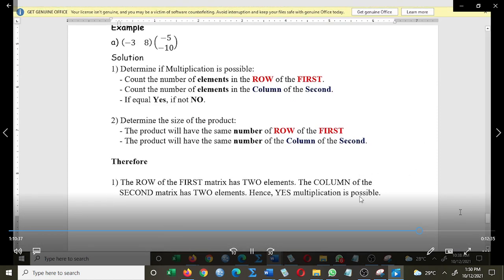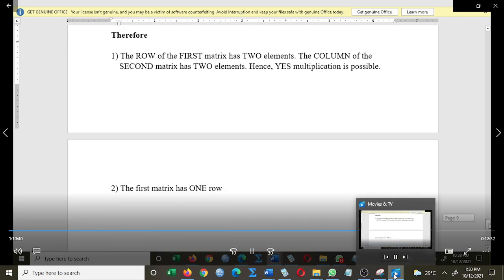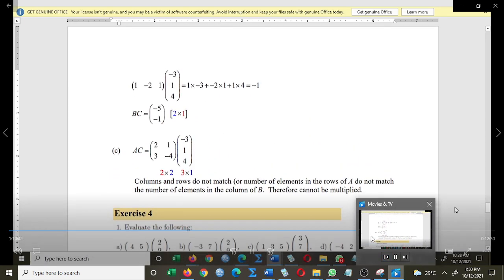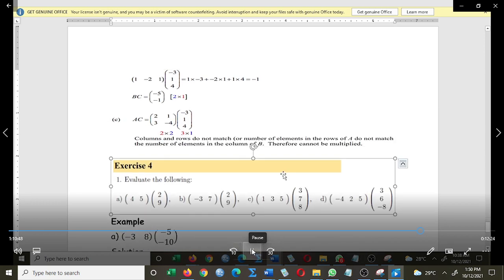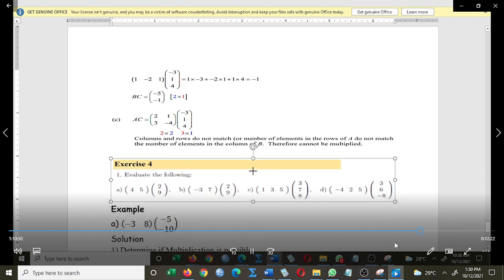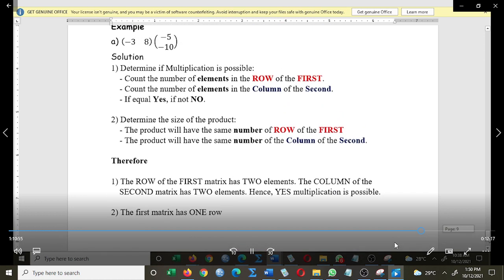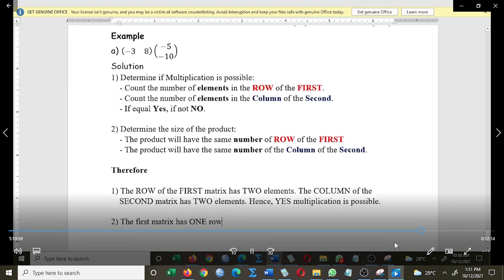All right. So we have to go to another page, so let me make this smaller. I don't want to go on another page yet. The first matrix has 1 row. The second matrix has 1 column. The first matrix has 1 row.